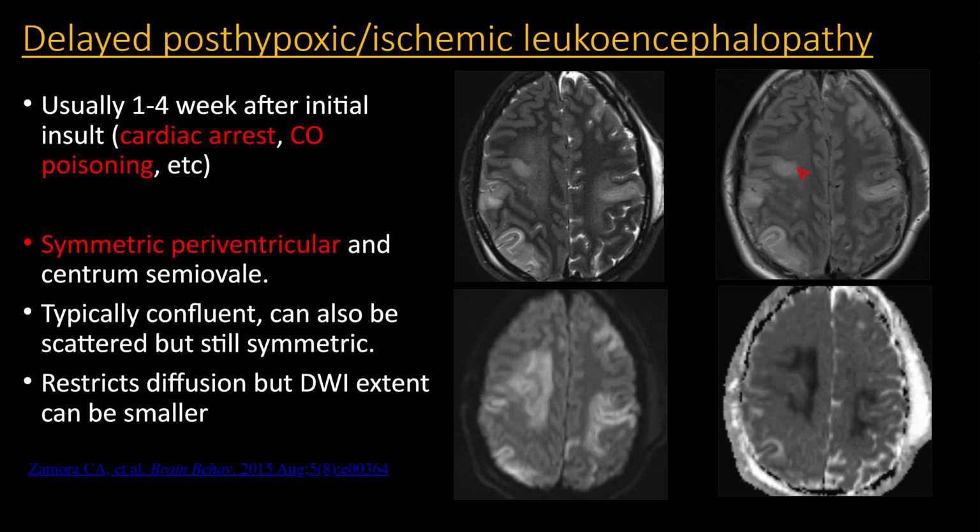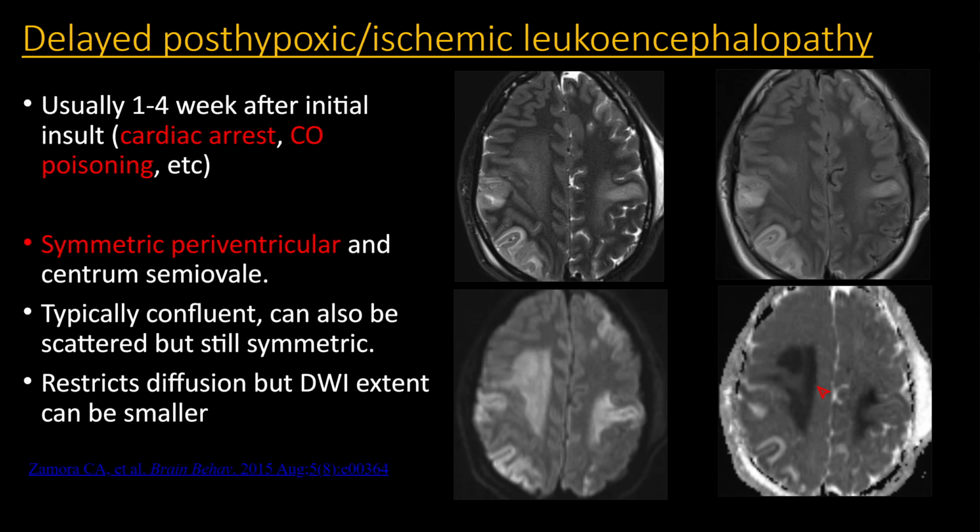So this is precisely what this condition of post-hypoxic, post-ischemic leukoencephalopathy looks like. You have that initial ischemic event, which in this case was the trauma and these multifocal areas of infarction, and then a couple weeks later you develop this very confluent white matter hyperintensity that has diffusion restriction.